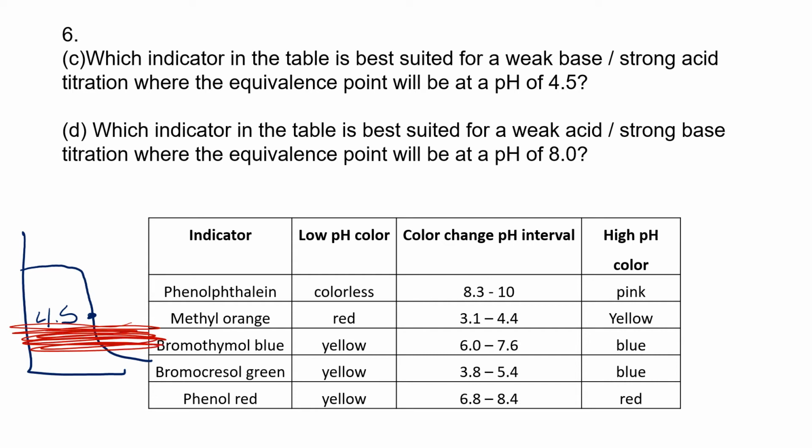So looking at our options, our two acidic are methyl orange and bromocresol green. The one that is right after 4.5 is going to be methyl orange. So that's going to be the answer to C.